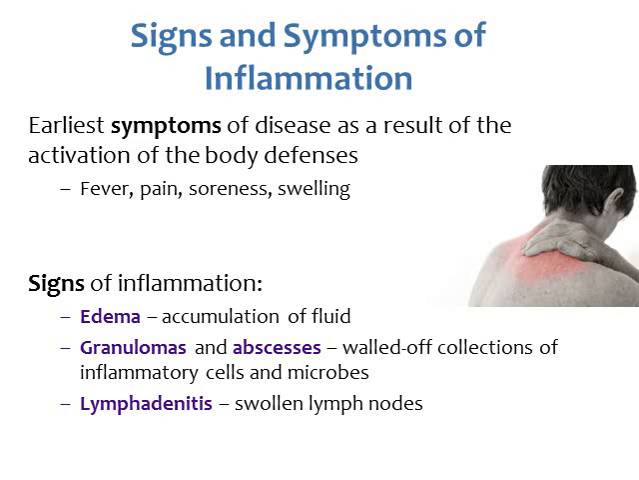Signs of inflammation, you can have edema, which is accumulating fluids in parts of the body. Abscess is a wall of collection of inflammatory cells and microbes. Lymphadenitis, this is what they call the swollen lymph nodes. So again, symptoms are things that you cannot measure. The person has to tell you. Signs of an infection, these are things that you can measure, you can observe on the person or animal.